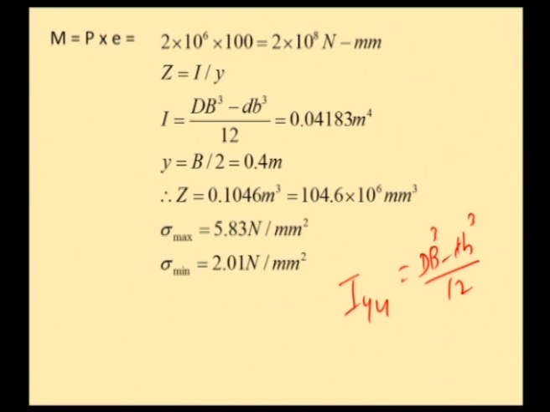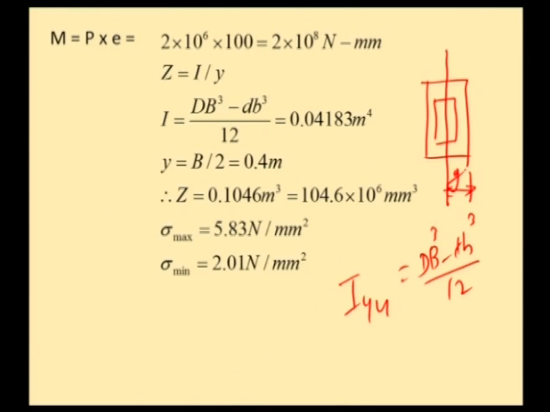And Y is the extreme fiber distance. Again, we need to find the extreme fiber distance with respect to the axis about which bending moment takes place. Here the bending moment takes place about the Y axis, so, as seen in example 1, we need to find the extreme fiber distance Y. So, Y will definitely be equal to capital B by 2. Once we know I and Y, we can compute the Z value.